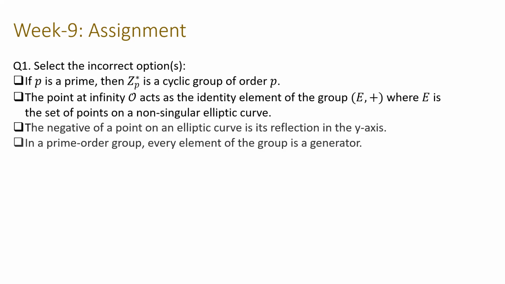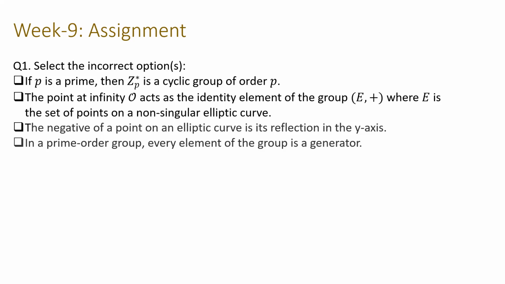The third statement is: the negative of a point on an elliptic curve is its reflection in the y-axis. This is wrong. Basically, the negative of a point is taken to be the reflection of that point with respect to the x-axis. We have already seen that, right? Say for a point x comma y on the elliptic curve, we take x comma minus y to be its negation, the inverse with respect to the point addition operation, because x comma y plus x comma minus y gives us the identity element, the point at infinity.